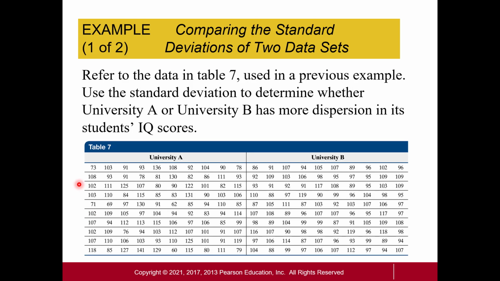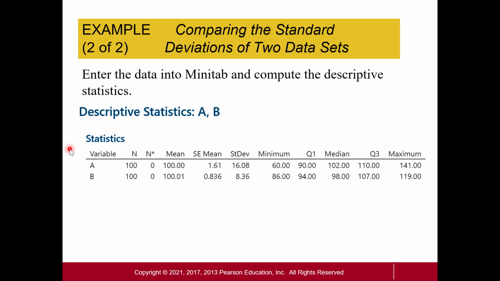So going back to our example with IQ scores from the 2 universities, we can use the standard deviation to determine whether University A or B has more dispersion in the students' IQ scores. You can enter this into Minitab, or you can do it on the calculator, in Excel, or on StatCrunch. University A and B both had a mean of 100 for the IQ, if you remember.